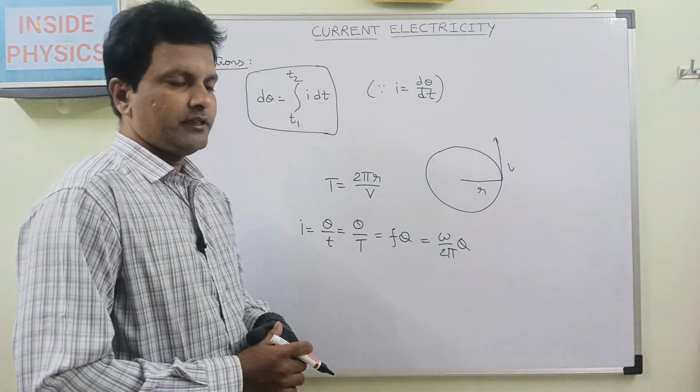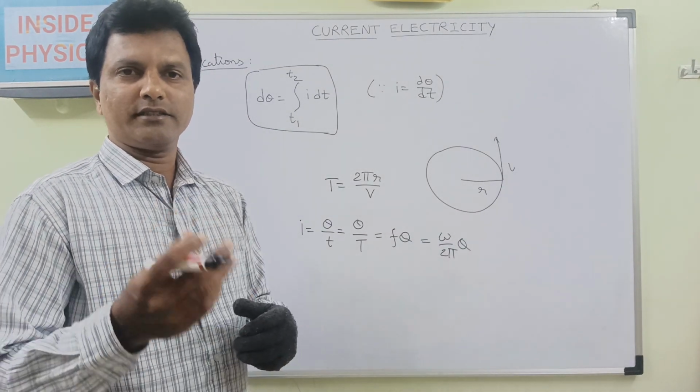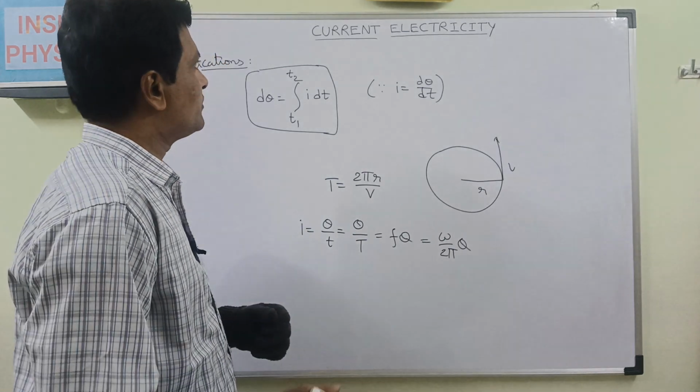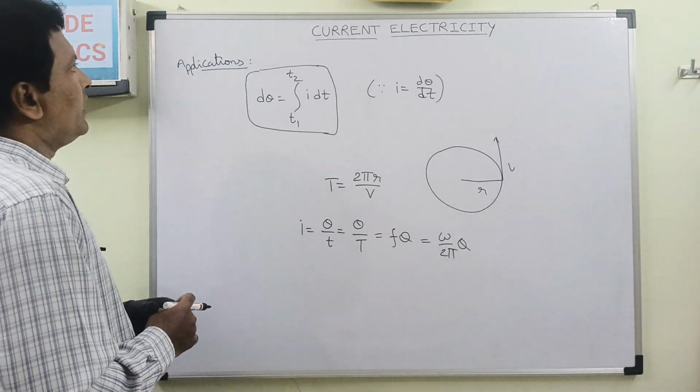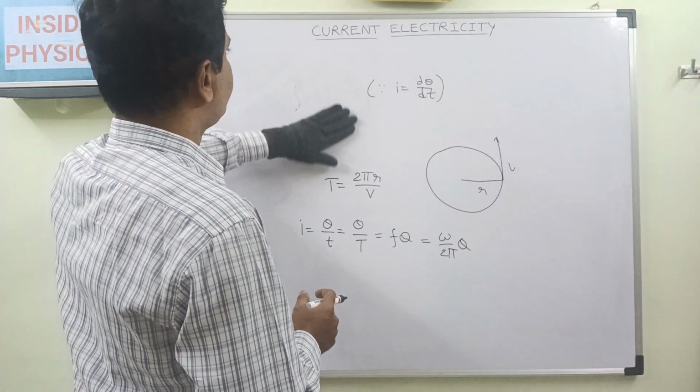In this way we can understand what exactly electric current is, that means the flow of charges. Next we move to the definition of electric density.